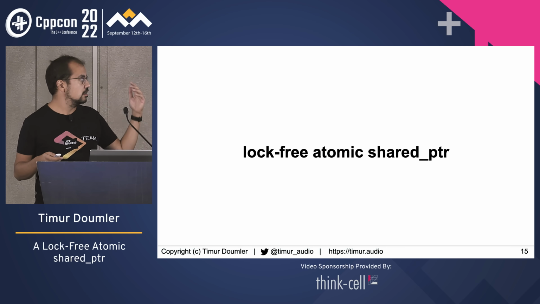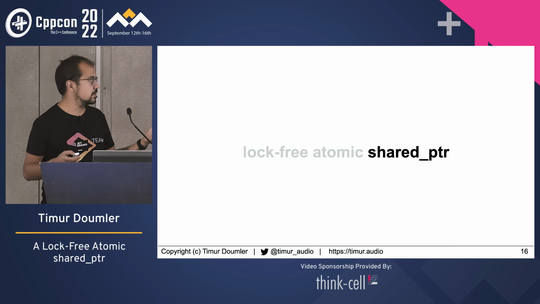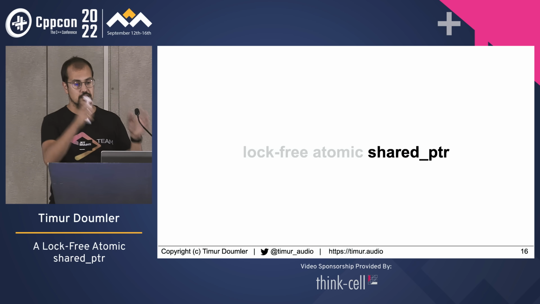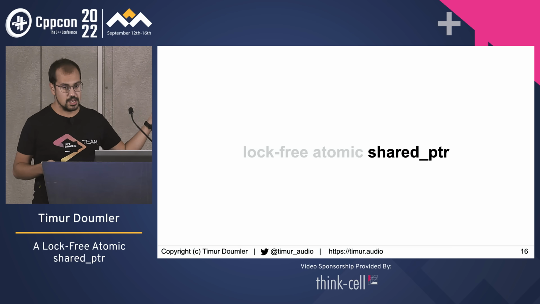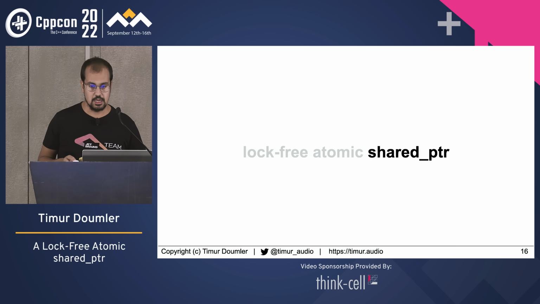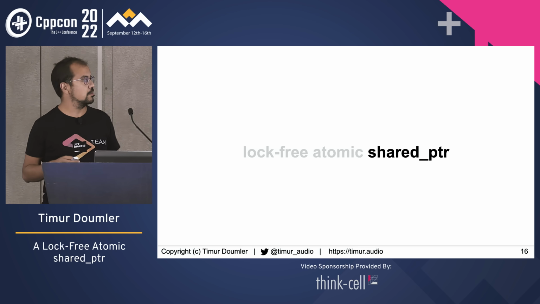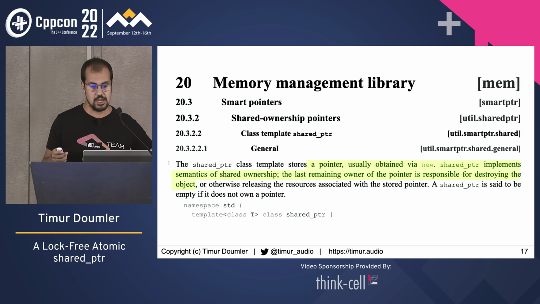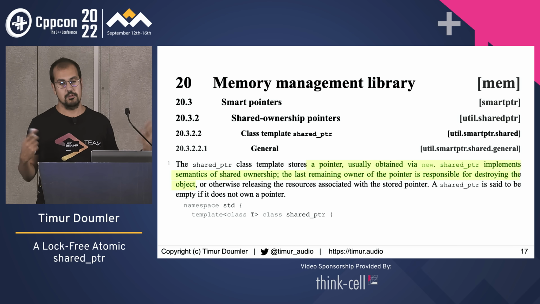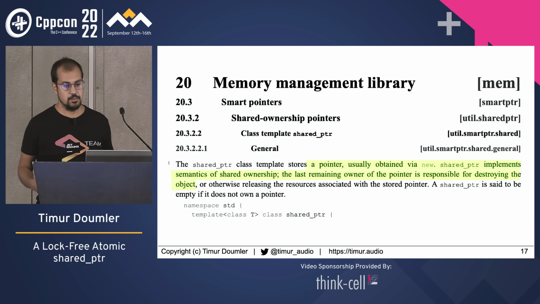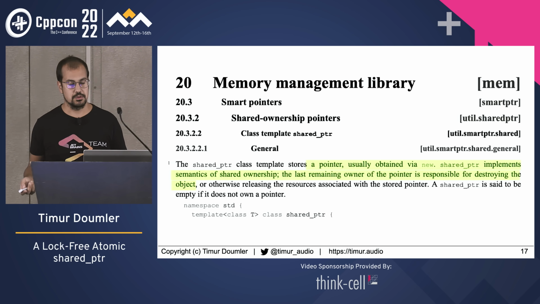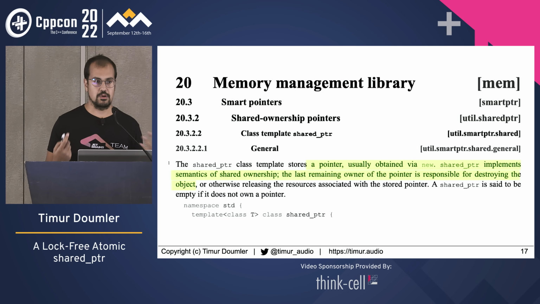So lock-free atomic shared pointer, obviously the first aspect of this is the shared pointer aspect. So we have shared pointer, atomic, lock-free. We need to talk about all of this. Shared pointer, hopefully everybody here knows what a shared pointer is. I'm just going to very quickly go over this. So the standard says that a shared pointer is a smart pointer that manages an object usually obtained via new, so it's on the heap. It implements semantics of ownership, and the last remaining owner of the pointer is responsible for destroying the object, and that's typically achieved with reference counting.